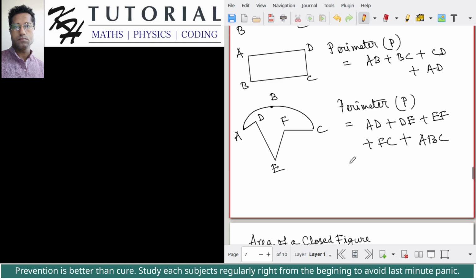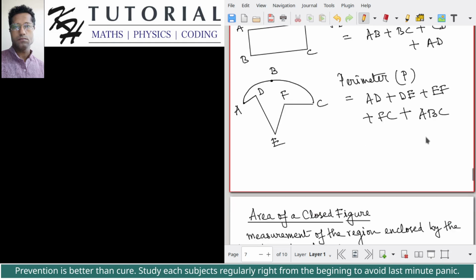Okay. Now let's take one more example just to clarify what exactly the perimeter of a figure is. Let's say we have this figure. Suppose this is a square, and then let's say this is the figure. Now please note that this is a figure that you can draw without lifting the pen.